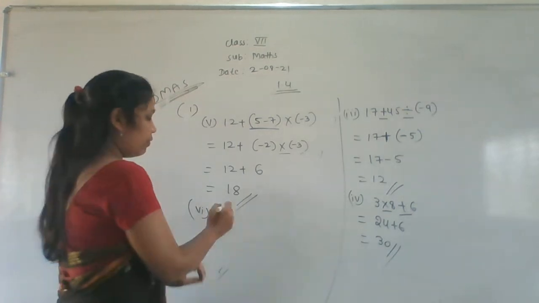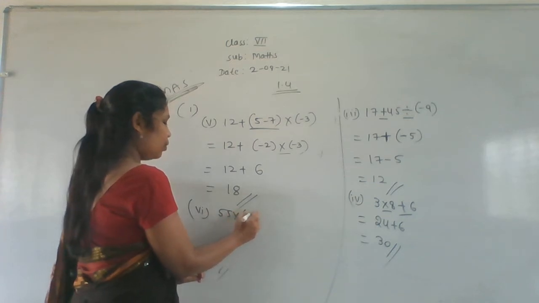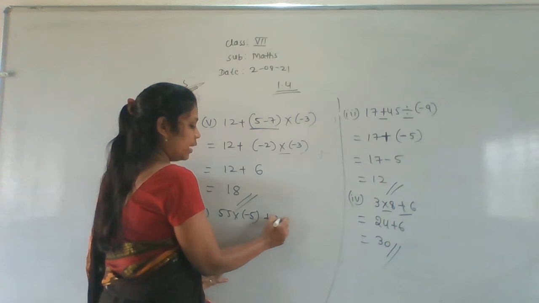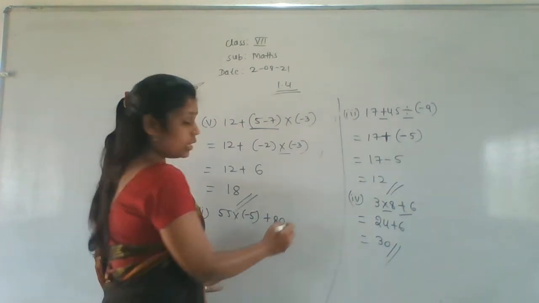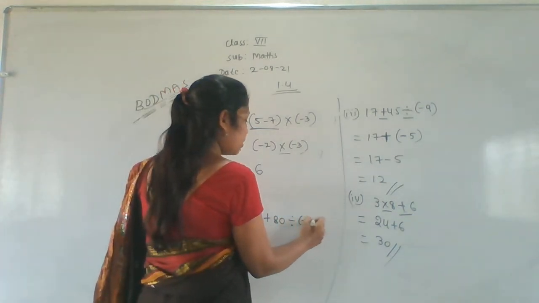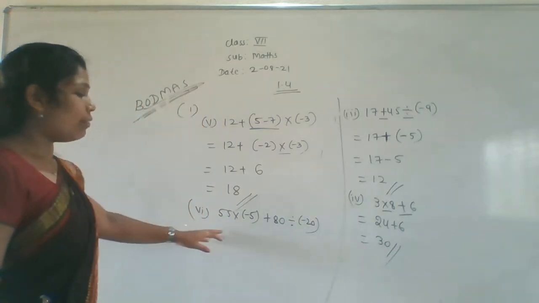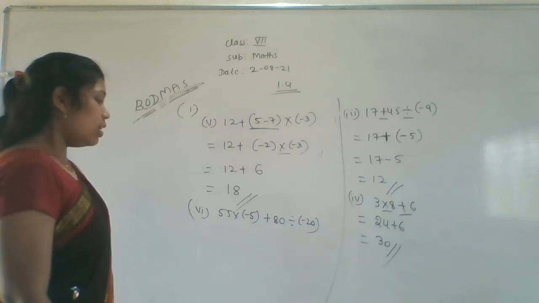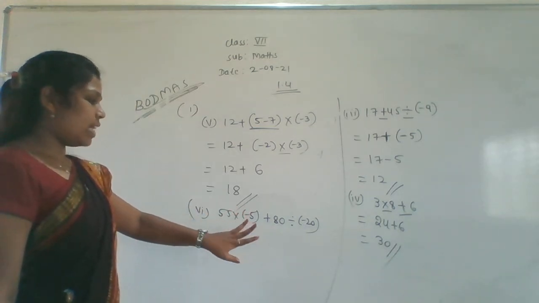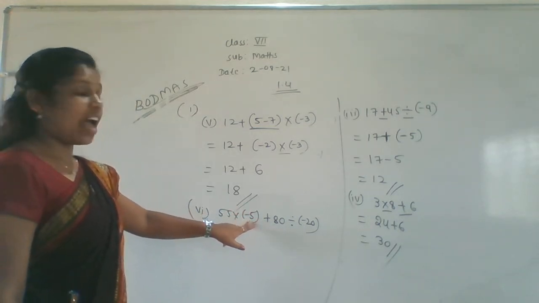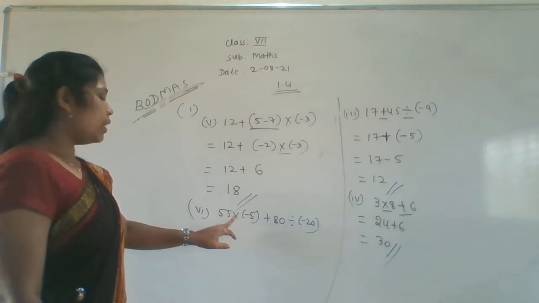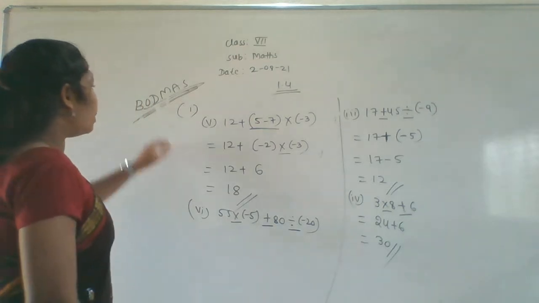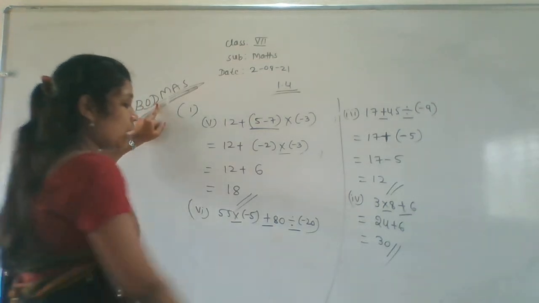Sixth one, 55 into minus 5, next, plus 80 divided with the minus 20. So 55 into minus 5 and 80 divided with the minus 20 here. Brackets are not there, because the brackets are only for the numbers. So here multiplication is there, here addition and here division. According to the BODMAS, what do we have to do? Division is the first preference.